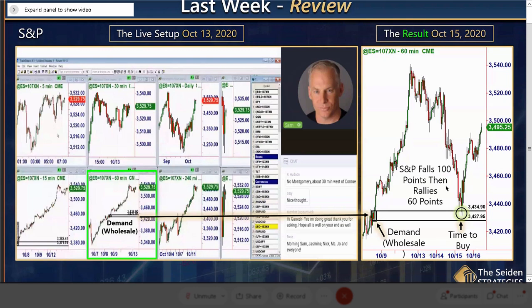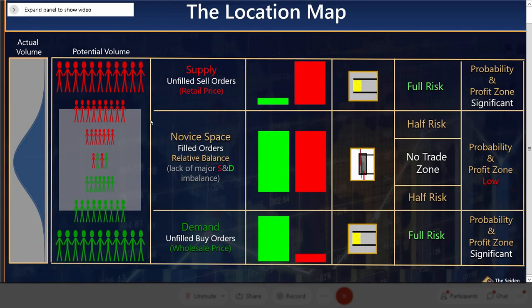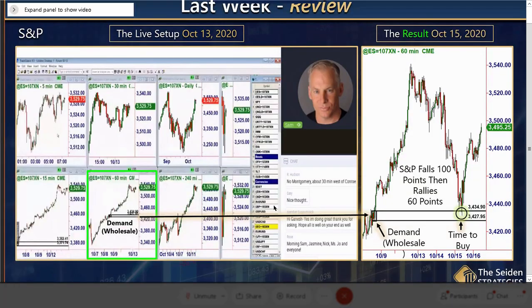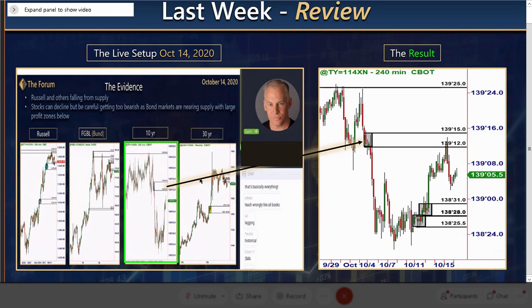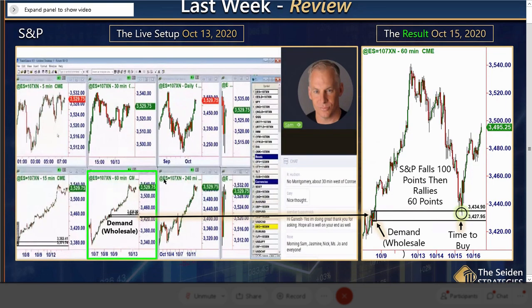So for the first couple days of last week, price just went right through this novice space down to our demand zone. So the S&P fell 100 points, then rallied about 60 points, and on the way up, it ran into, right, this is a little bit later in the week, ran into a supply zone in the S&P. This is not the S&P. What I wanted to show you, though, these screenshots are reversed, but look at the date, okay? Here's Monday.